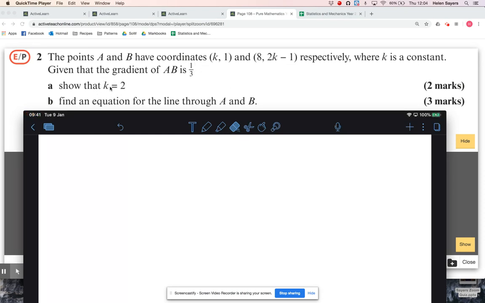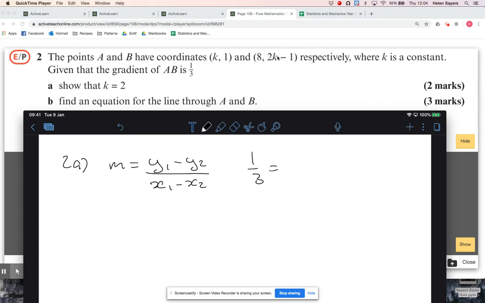I shouldn't use k as 2. I just know that that's what I should end up with as my answer for k. Okay, so they give me the gradient. So I am going to use that the gradient is change in y over change in x. So I know that the gradient is a third. They tell me that there. Doesn't really matter which way round I subtract. So I think I'll do this coordinate, subtract that coordinate.